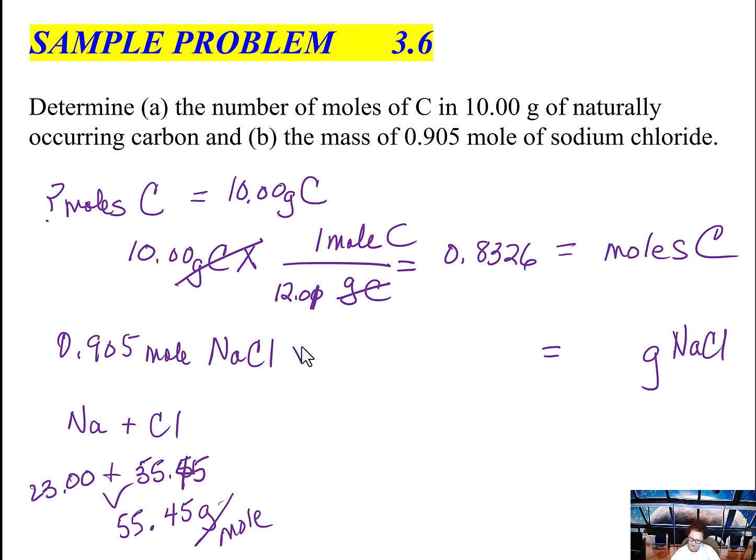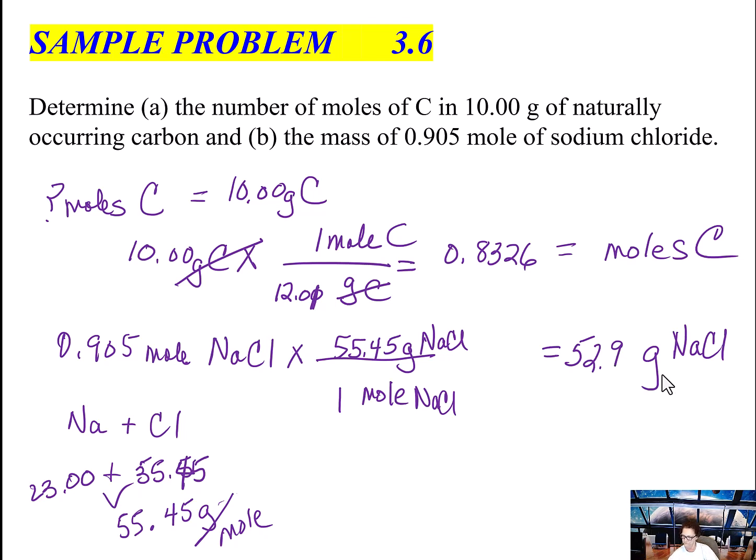Once I know that, I look at this. Moles is here, so moles has got to be on the bottom so I can cancel that out. That tells me 1 mole of sodium chloride goes on the bottom, and the grams, which I'm trying to get to, with sodium chloride, goes on the top. When I do that math, I'm going to get 52.9 grams of sodium chloride.